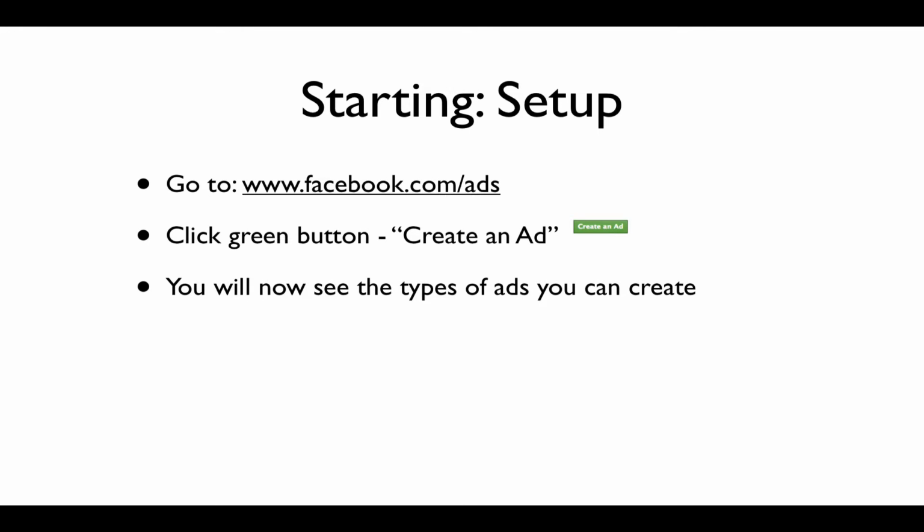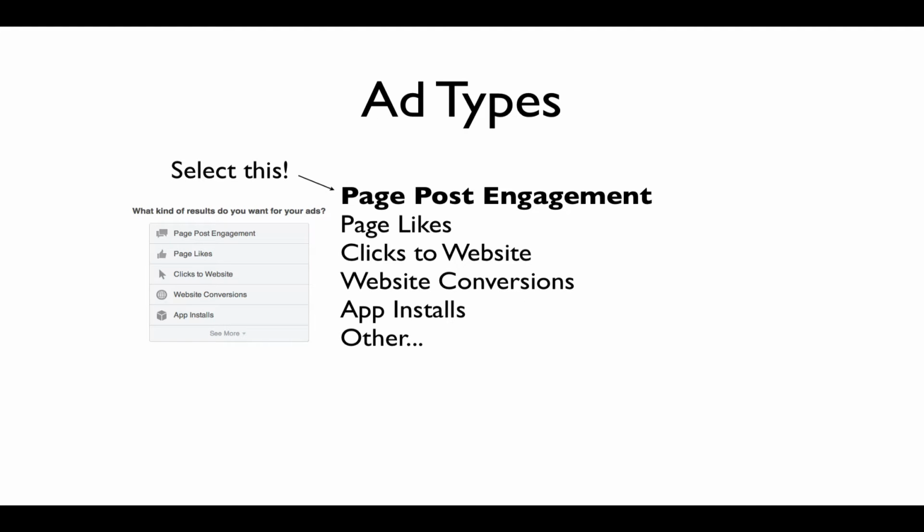So in this first stage, the setup area, we just want to go straight to facebook.com/ads. You can get to it through the interface, but I typically like to go right there. Next, go ahead and click the green button. It looks like just what you see there, create an ad. And when you do that, you're going to be presented with a new screen, and it looks something like this.